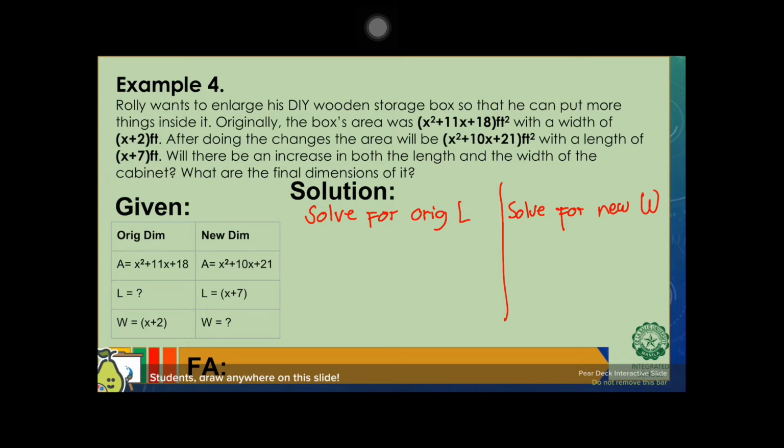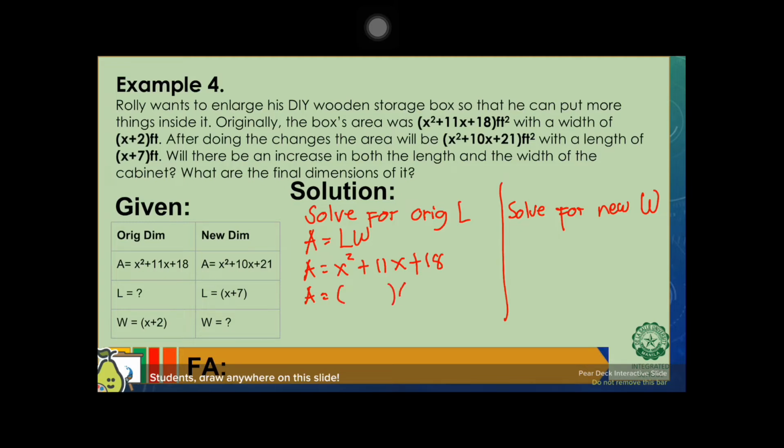For the solution for the original length, we will be using the values in the original dimension. We need to take note that the area of a rectangle is equal to length times width, and we have the given area already, which is x squared plus 11x plus 18. If you consider this as a PSP, we can easily factor this one.